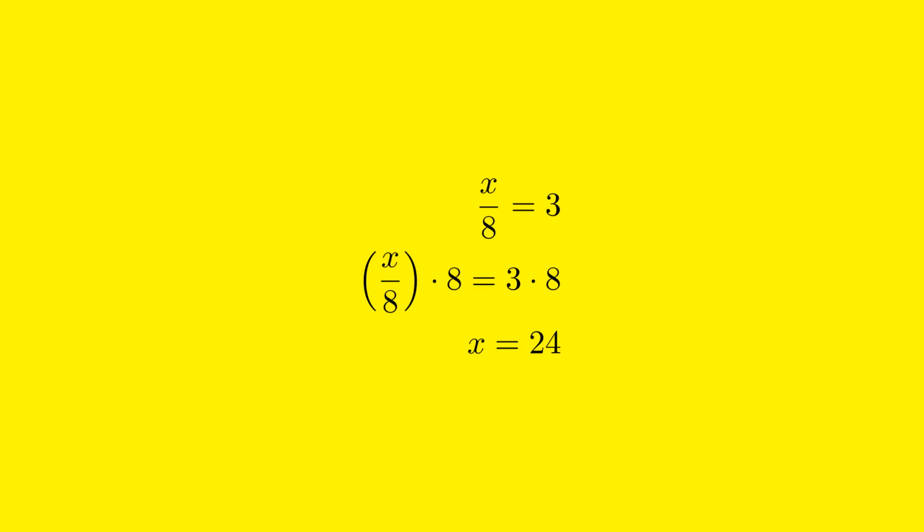Multiplying the left side and the right side by 8 maintains the balance of the equation. So the revised equation becomes x divided by 8 times 8 equals 3 times 8. The divided by 8 and times 8 on the left side cancel each other out, leaving us with x equals 24. This is because 3 times 8 equals 24. Now we have isolated the variable x, and the final solution to the problem is x equals 24.